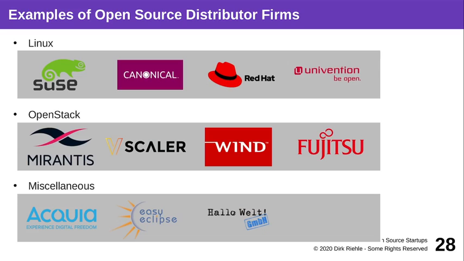Hallo Welt is a Regensburg-based distributor of MediaWiki, meaning the MediaWiki software that runs, for example, Wikipedia, but for commercial entities, for businesses. That's the core software, MediaWiki, plus lots of plugins.